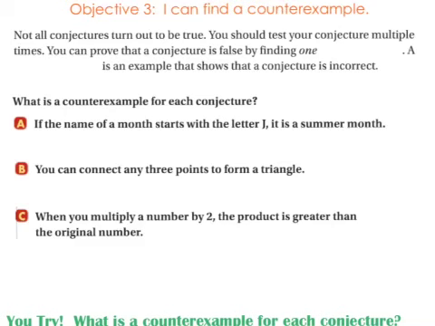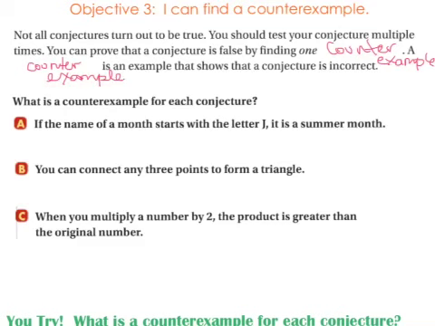So not all conjectures turn out to be true. You should test your conjecture multiple times. You can prove that a conjecture is false by finding just one counterexample. And counterexample is one word, but I'm not going to fit it in that small space. A counterexample is an example that shows that a conjecture is incorrect. So again, this space is counterexample, which is again one word.